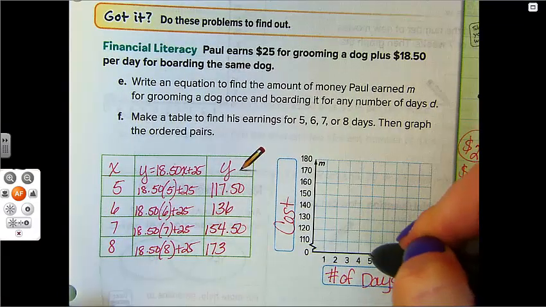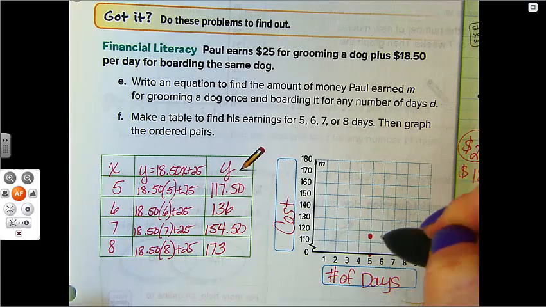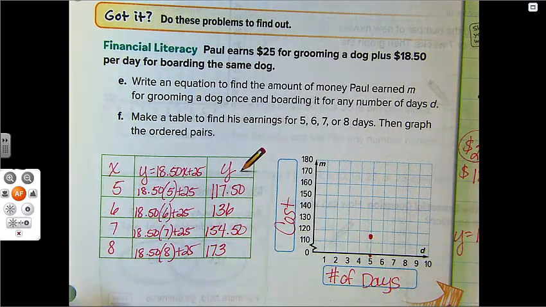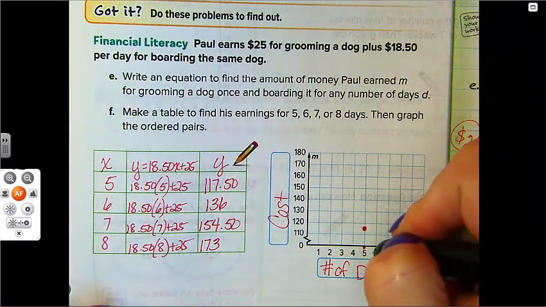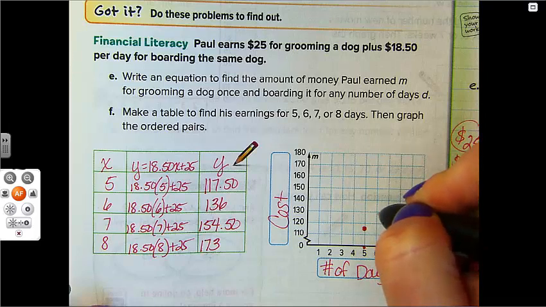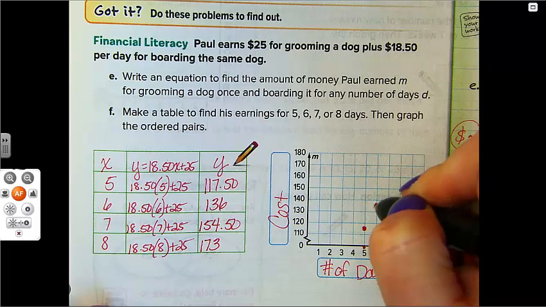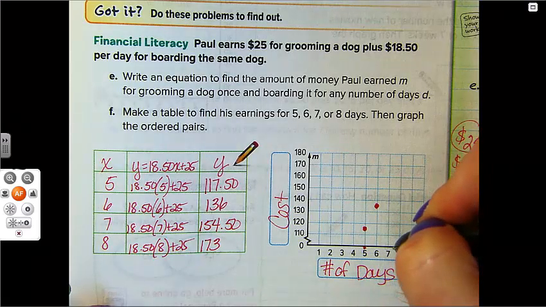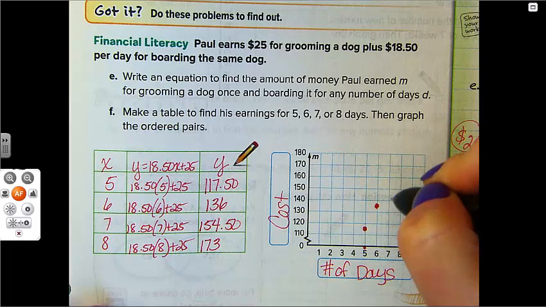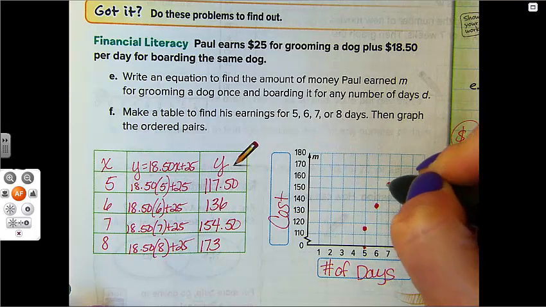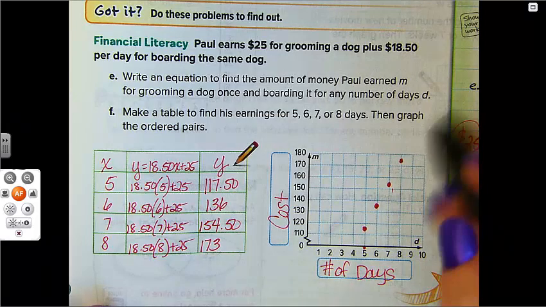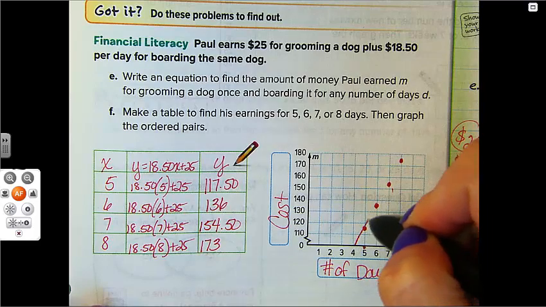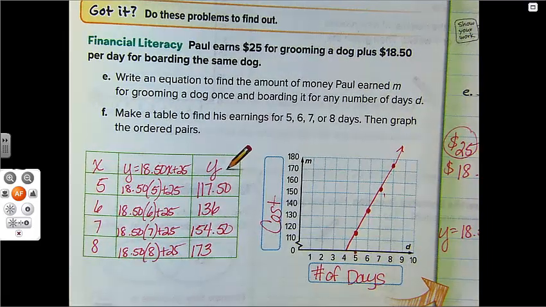Well, for 5 days, it was at 117.5, so that's going to be about right here. That's kind of hard to graph accurately because our graph is not broken down into that small of increments. For 6 days, it's at 136, so here's 130. It's going to be about right here. For 7 days, it's 154.50. So here's 150. It's going to be about right here. And for 8 days, it's going to be 173. About right here. Okay? So roughly, this is what our graph will look like.